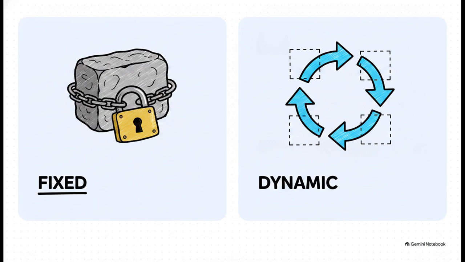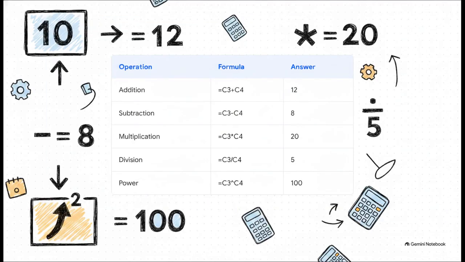On the right, we have a dynamic formula, equals A2 plus B2. So instead of typing raw numbers, we're giving Excel the coordinates of where the numbers live. We're essentially saying, hey, take whatever is inside cell A2 and add it to whatever is inside cell B2. Let's see how this works in practice. Let's assume cell C3 holds the number 10, and C4 holds a 2. By dropping our operators between those coordinates, Excel effortlessly calculates the results. Whether we're adding to get 12, multiplying to get 20, dividing to get 5, or calculating exponents to reach 100.